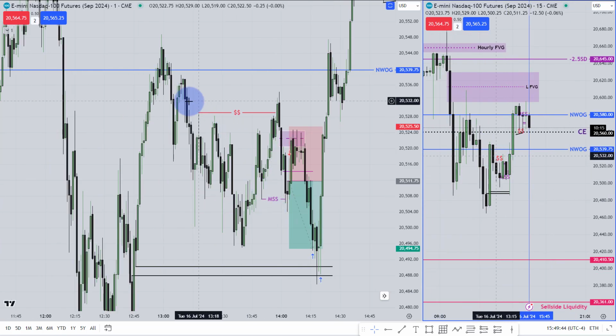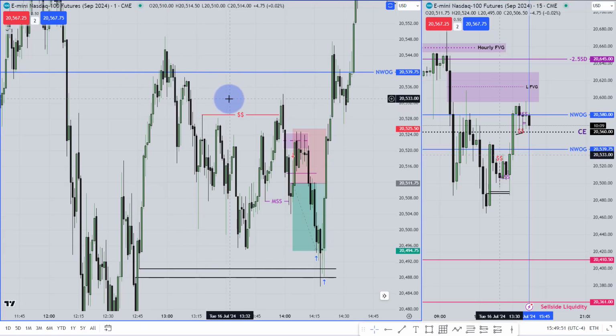So I believe that you have understood why I took that sell. Do I have the higher time frame? Absolutely, we have the higher time frame. What else do I see? That was the main setup.